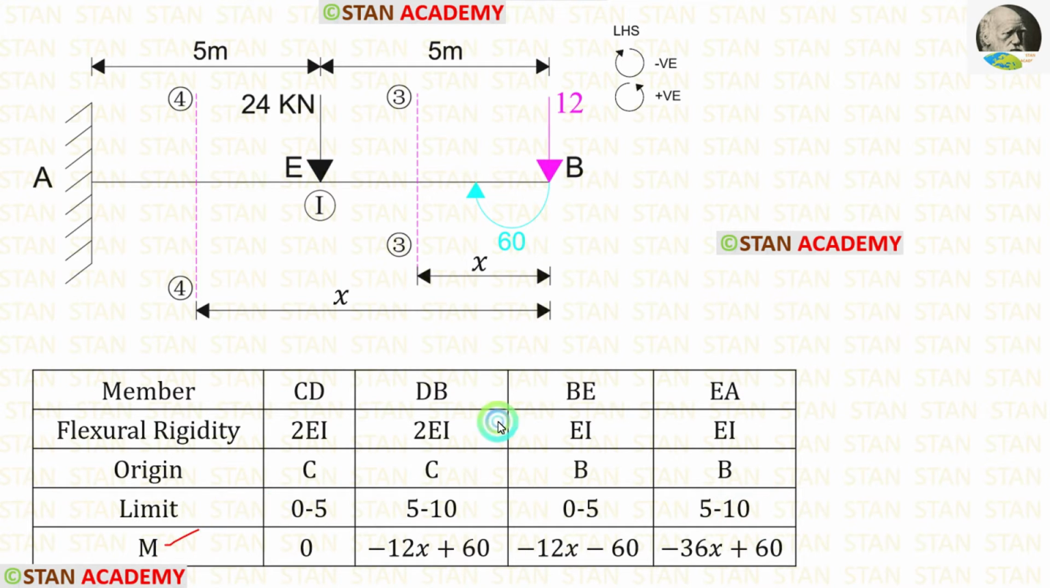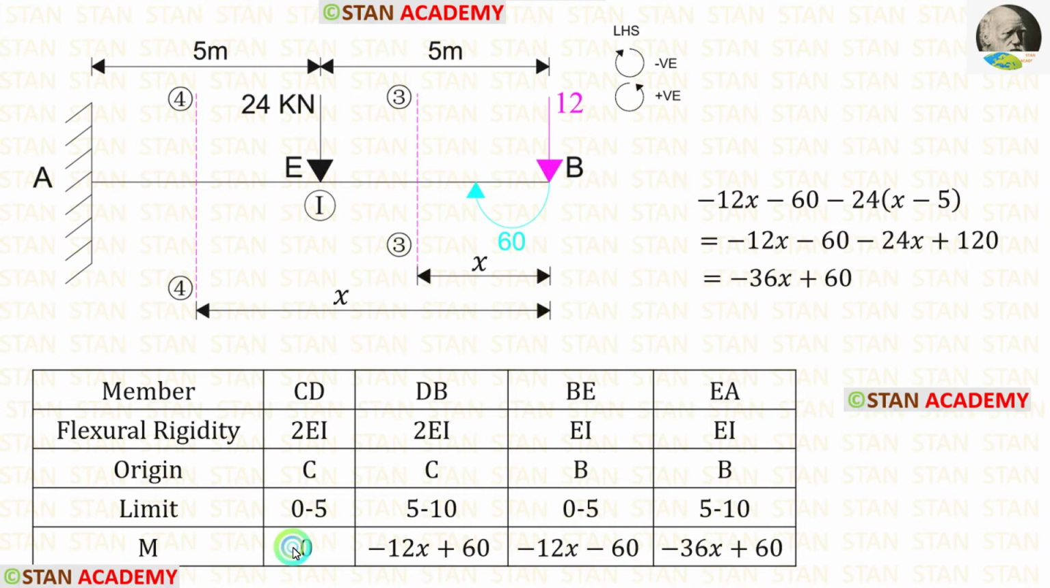Now let us find M in BE. Up to the section, we have a point load 12 and the moment 60. The point load is acting in the clockwise direction, so it will be negative, and the distance is x, so minus 12x. The moment is also acting in the clockwise direction, so it is also negative.